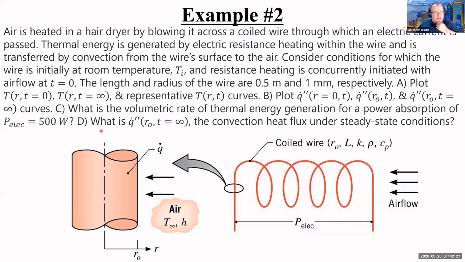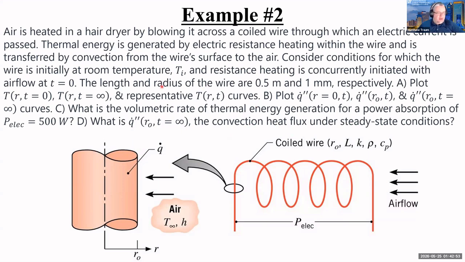And then part D is what is Q dot double prime? So heat flux per unit area at the wall and T infinity. Okay. So I get it. So we plotted it before, right? But now they actually want the actual value, the numerical value. The convection heat flux under steady state conditions. Yeah, that's what that term is.